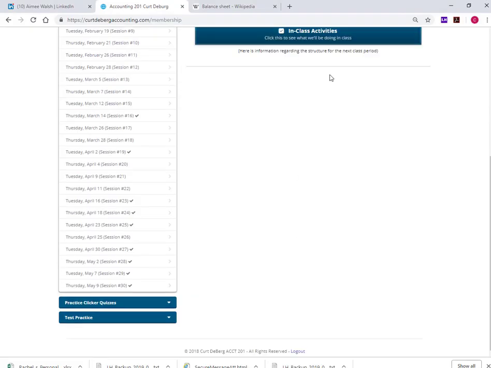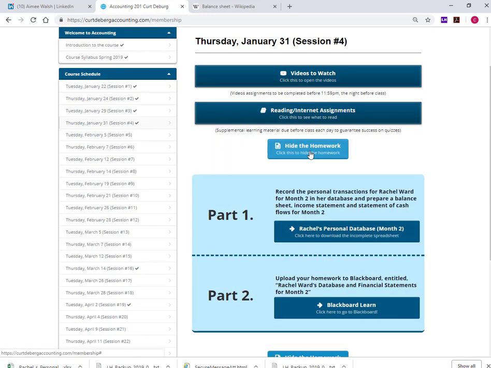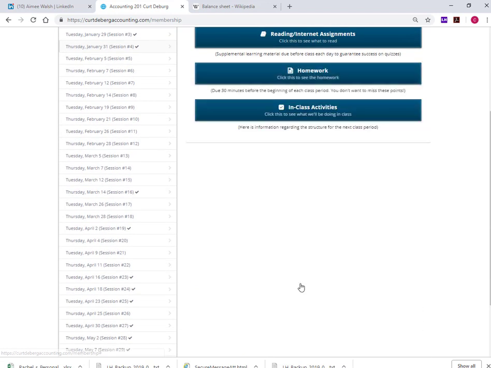We hide the assignments there, and then we look at the homework. We can do the homework, and the students can automatically upload that. And when they hide the homework, they are done.